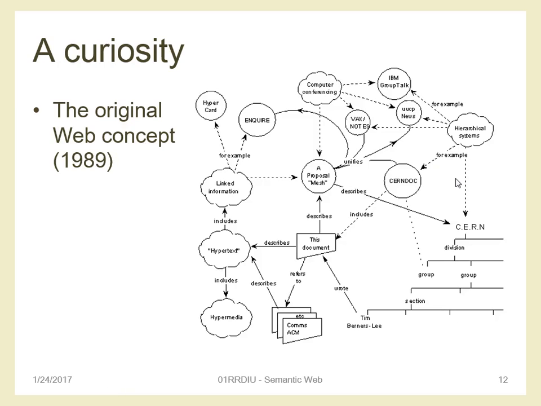So a proposal mesh describes CERN, which is a taxonomy, and so on. So the original idea of the people that at the beginning developed the web was to write a semantic web. Then it was too difficult, and they concentrated on something that was much simpler, and that could give very good immediate results. So the web became a way in which people could exchange research data, research documents, and so on. But the original is already this one.